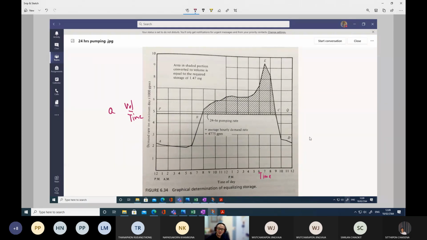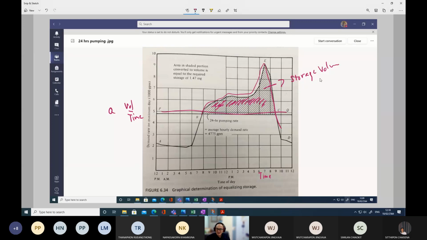Considering these two functions, this is the water use, and this one is the pumping rate. The area in between is equivalent to the storage volume required. So the shaded area in between these two lines is equivalent to the storage volume. We are going to determine the storage volume. So how can we determine it? It is equal to the shaded area in between these two lines.